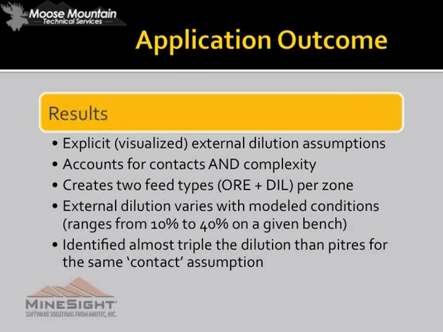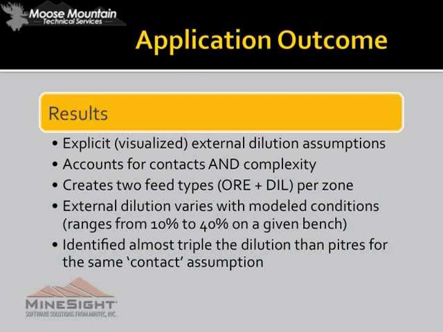And we wanted to identify the two different types of feed that we're bringing to the mill feed. It's not just a pure ore grade estimate, it's ore plus dilution, and we wanted to show that on both zones. So what we found in the final analysis was external dilution varied with model conditions, of course, because that's what we're basing our algorithms on. And the ranges from a bench-to-bench basis went from 10 to 40%, depending on the grade variability in the block model.